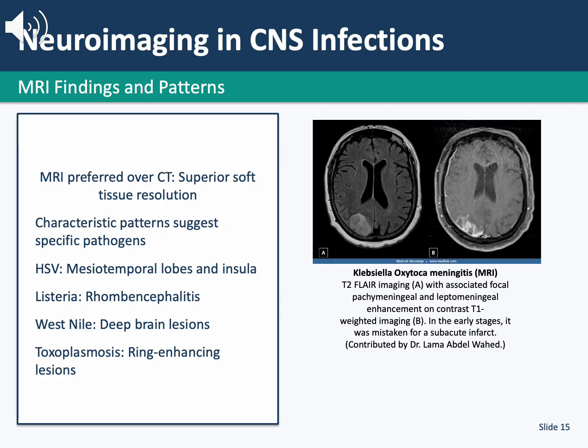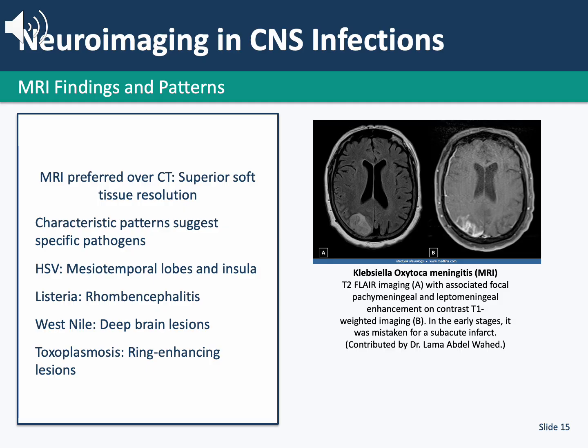Herpes simplex virus typically affects the mesiotemporal lobes and insula. Listeria monocytogenes causes rhombencephalitis with involvement of the brainstem. West Nile virus causes deep brain lesions. Toxoplasmosis typically presents with multiple ring-enhancing lesions in the basal ganglia and corticomedullary junction in immunocompromised patients.